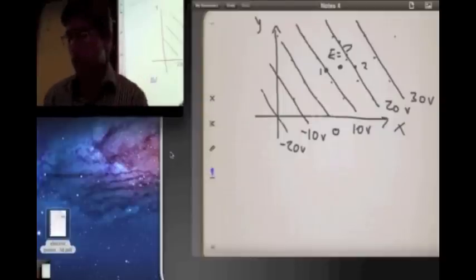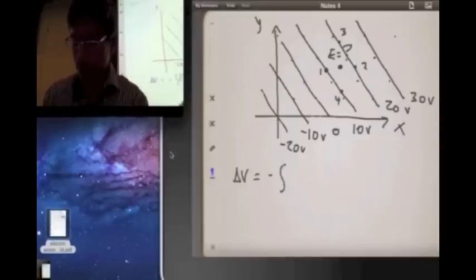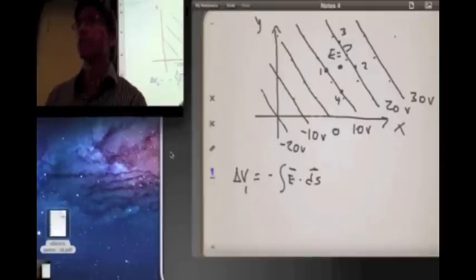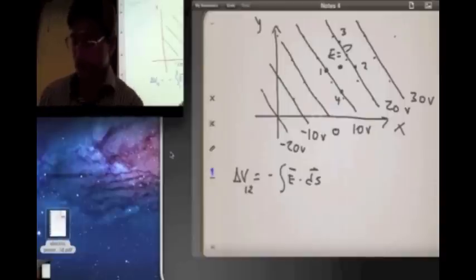So how does it change when you go from 1 to 2, right? We know from the definition that electric potential is the integral of the electric field dotted with the displacement vector. And if we're talking about the difference in potential between 1 and 2, your path takes you straight from 1 to 2. That's your delta S, as we talked last class.